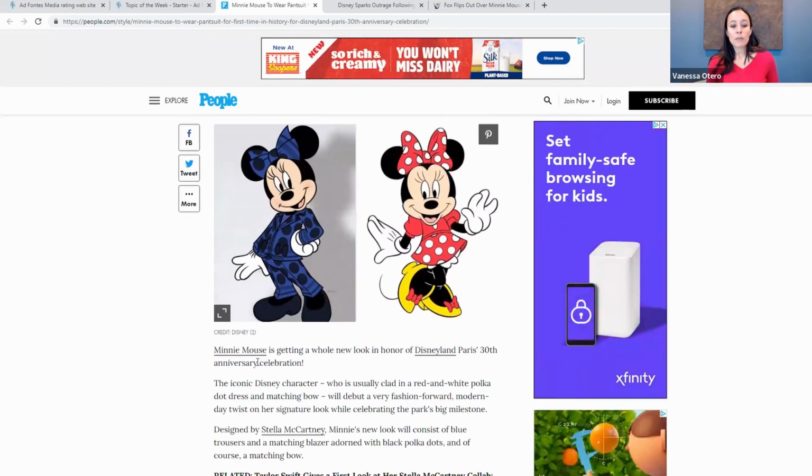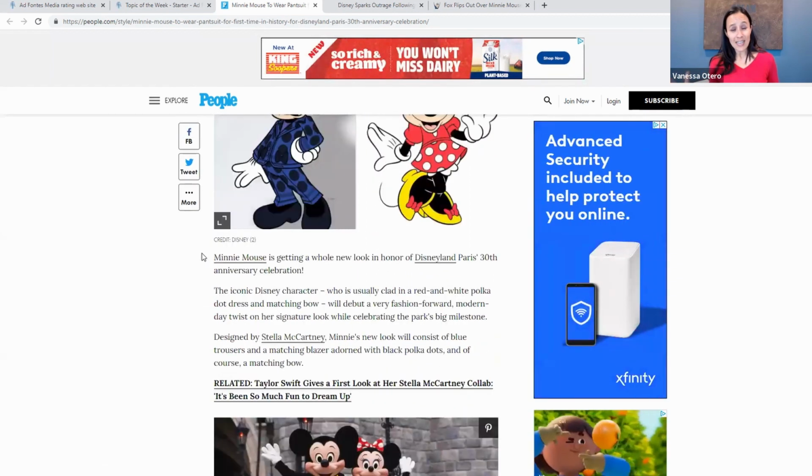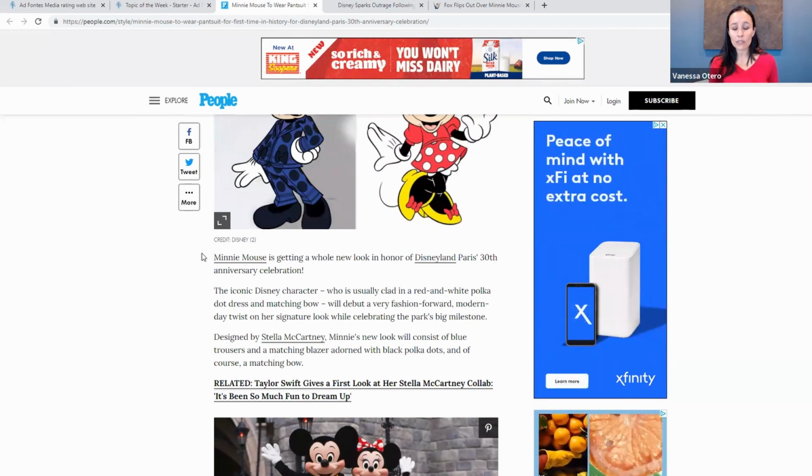So People Magazine, let's see what they have to say about this. How do they report on the story? How reliable is this? How opinionated? How biased is it? Let's take a look at the sentences.